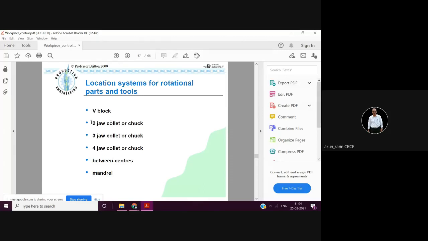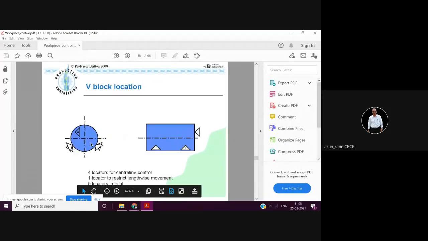A collet gives clamping across the circumference. It can be between centers also, that is, you are locating a round component between centers, or the component is mounted on the mandrel. That is usually a hollow component which is mounted on the mandrel. So this is what your location is.